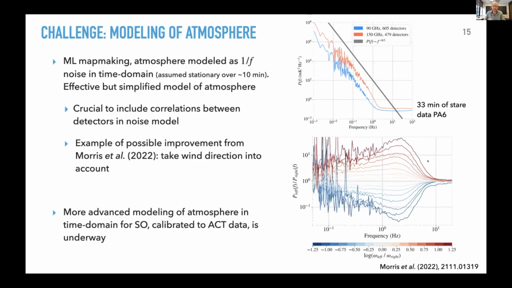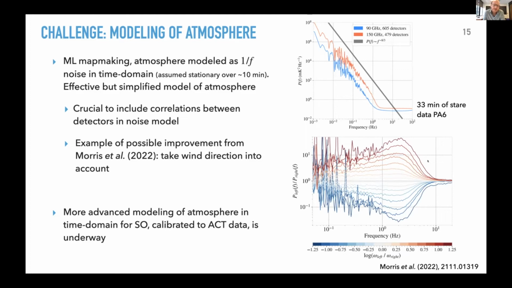First one I want to talk about is the atmosphere. As we're on the ground, most of the noise we see is due to the atmosphere. The plot here on the top right shows you a typical power spectrum of the time-ordered data. And you can see this very steep rise, this 1/f spectrum, which is mostly due to the atmosphere. You can see that at 150 gigahertz, the red line, the noise is stronger than at 90 gigahertz. That's due to the spectral behavior of the atmosphere.